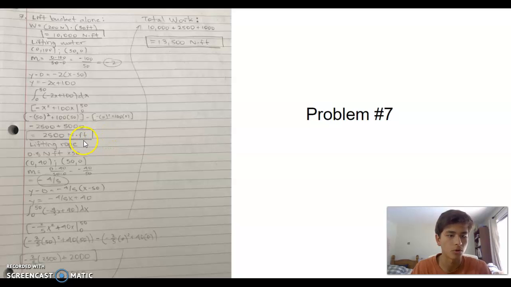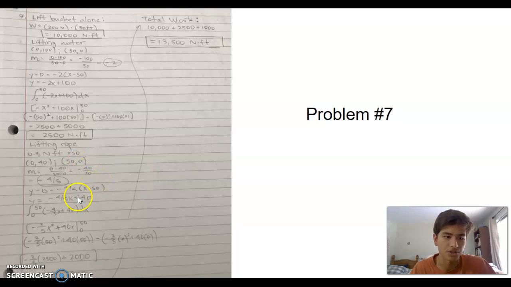Finally, you need to figure out the rope. So the rope weighs 0.8 newtons per foot, and you have 50 feet of rope. So total, it weighs 40 newtons when it's at the bottom. And since you're pulling the rope up, it gets less and less weight. So at the top, the rope weighs 0 newtons at 50 feet. So you find the slope of that, -4/5.